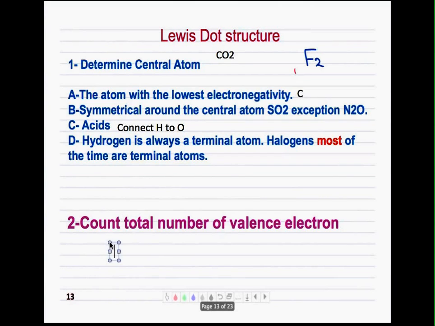So, I have two oxygens. Each belongs to group 6A, so they have 6 valence electrons. And carbon belongs to group 4A, that means it has 4 valence electrons. So that's a total of 12 plus 4, that's a total of 16 electrons.